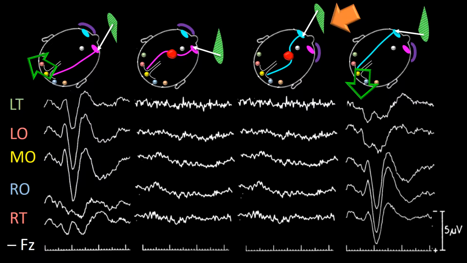and absence of P100 wave following left hemifield stimulation of the left eye. This is, as I just mentioned, the equivalent to the classic bitemporal hemianopia.